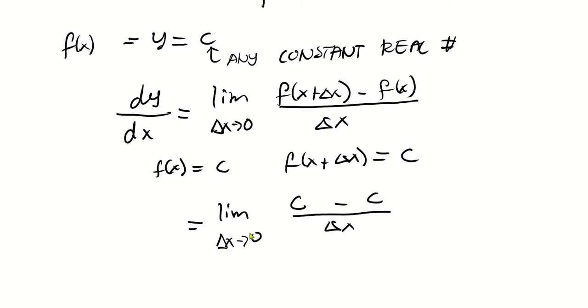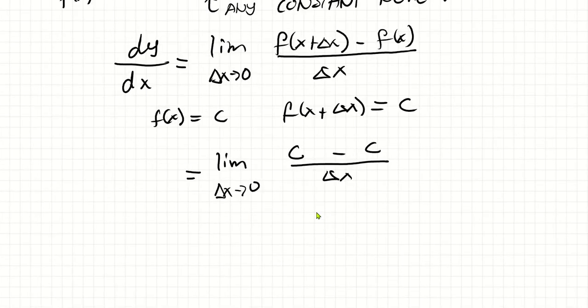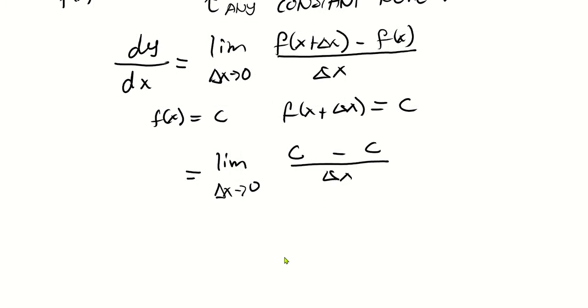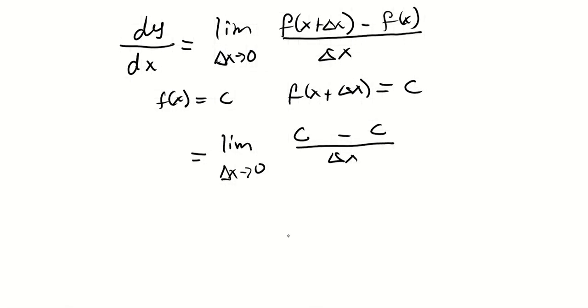Then, if we take the limit now of this one, c minus c is equal to 0. 0 divided by delta x is also 0. So we can now conclude that the derivative of a constant is just equal to 0.